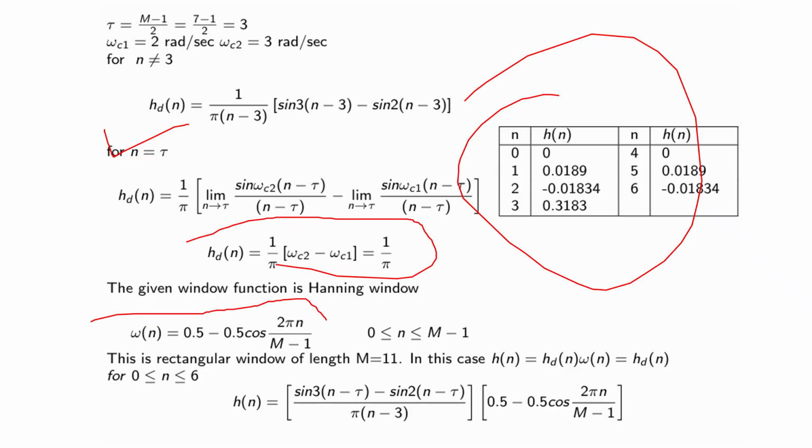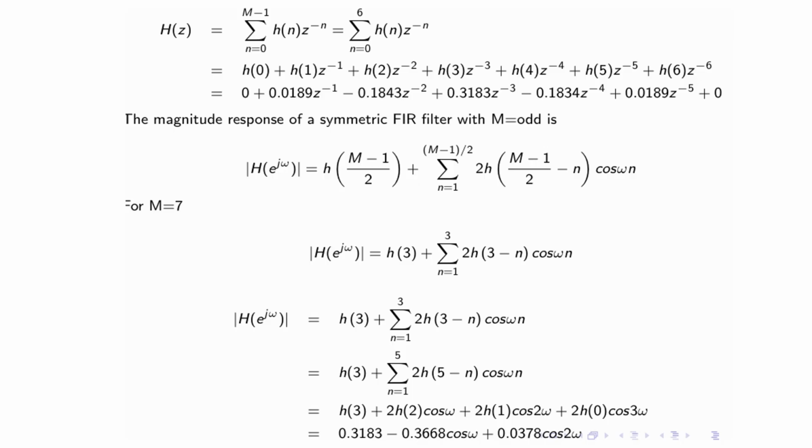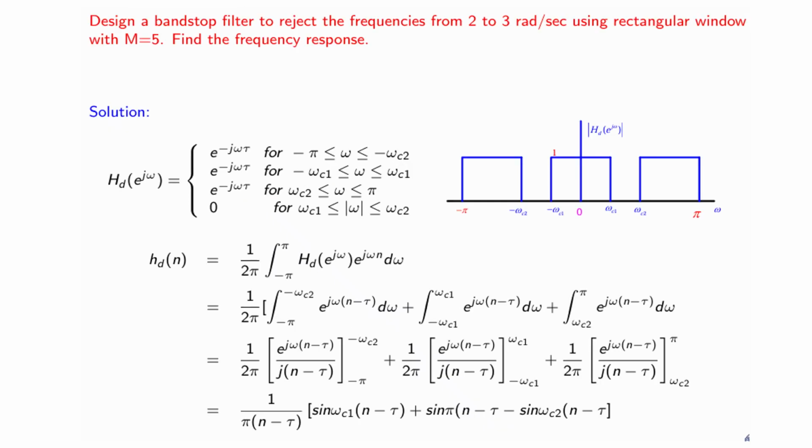So here multiply your window with the h_d(n), that is h_d(n) into w(n), and you will get the final values of h(n), right? And then you can also get the value of the convolution. By conversion, you can get H(e^jω) and put the values and you can plot the magnitude. Here is another question, right? So similarly you can solve.